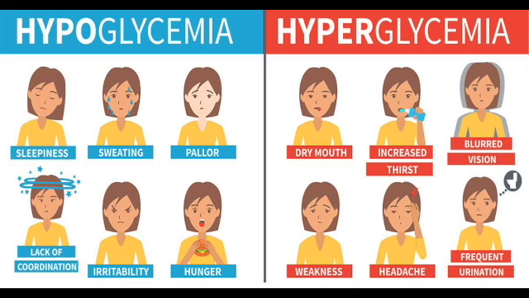Management of mild to moderate, 15 to 20 grams fast-acting carbohydrate, fruit juice, and hard candies. Recheck in 10 to 15 minutes. Severe or unconscious, which would be under 40 milligrams per deciliter of glucose, you want to do an IV bolus of D50 or IV glucagon. Glucagon subQ or IM if no IV access.